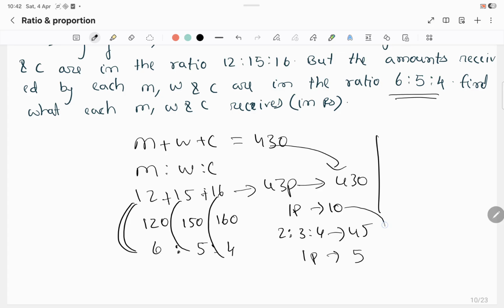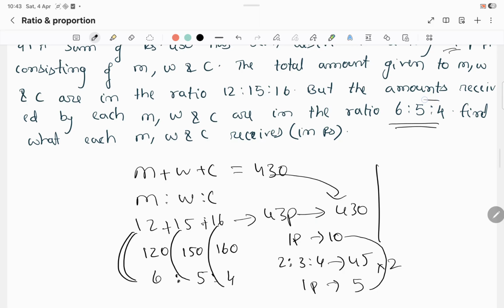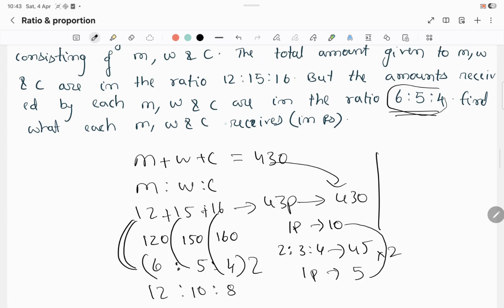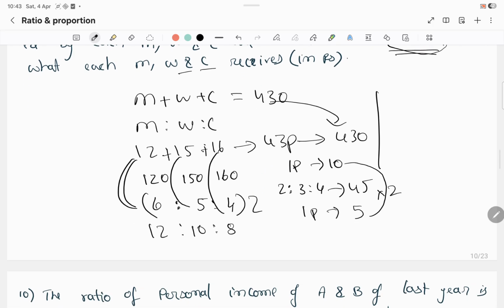See that 10 into 5 will give what? Now this is the total amount and this is each person's amount. 5 into how many times is 10? 5 into 2 times is 10. So if you multiply 2 for 6 and 5 and 4. What is this? Each person getting 6 and 5 and 4. So 6 is to 5 is to 4, if I multiply by 2, we'll get 12 is to 10 is to 8. So what each man, woman and child will get in the amount is 12 is to 10 is to 8.